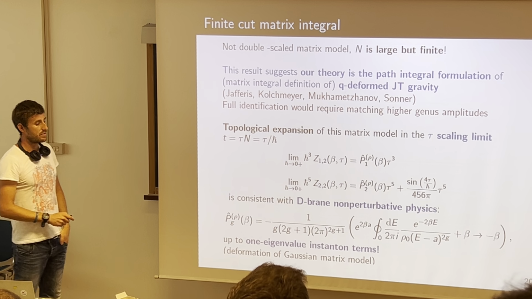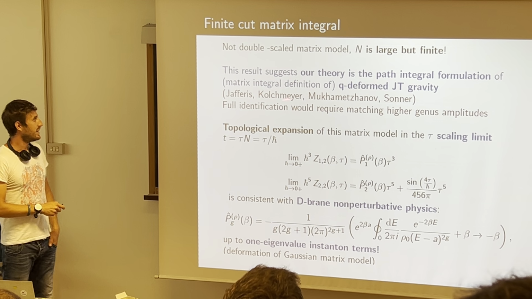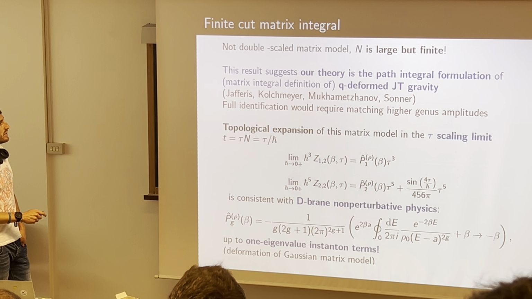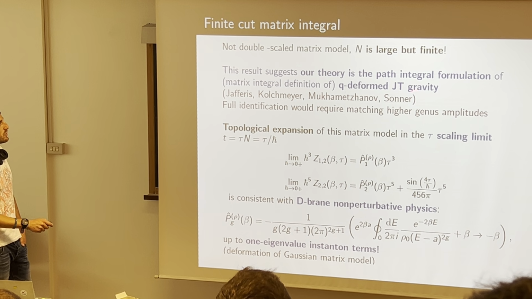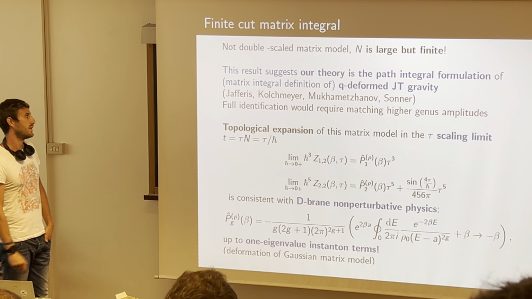So since we matched both the disk and the wormhole, right? This result suggests that our theory, so sine dilaton gravity, is the path integral formulation of this ETH matrix model that was introduced by these people, remarkably. And indeed, this is the matrix integral definition of Q-deformed JT gravity.